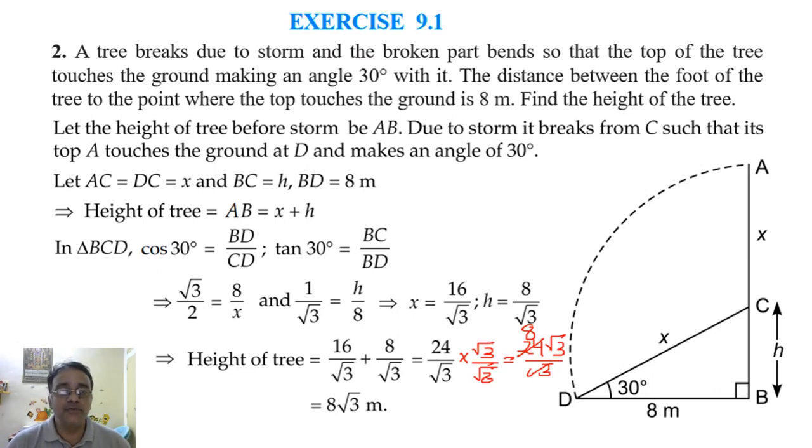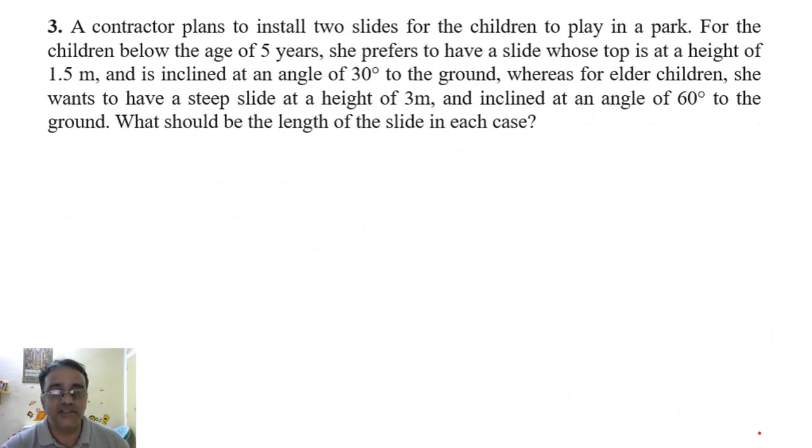Now we'll move towards question number 3. Now this is very good question. A contractor plans to install 2 slides. One for the children below the age of 5 years. She prefers to have a slide whose top is at a height of 1.5 meter and is inclined at an angle of 30 degree to the ground.